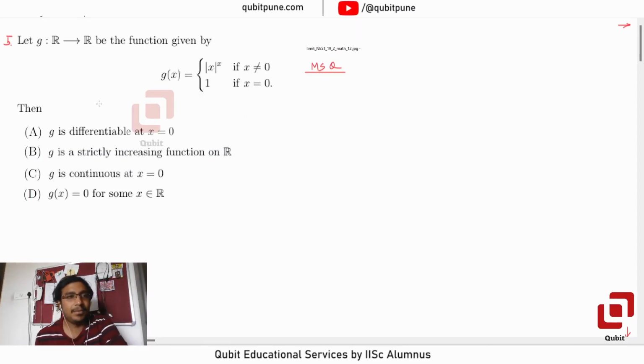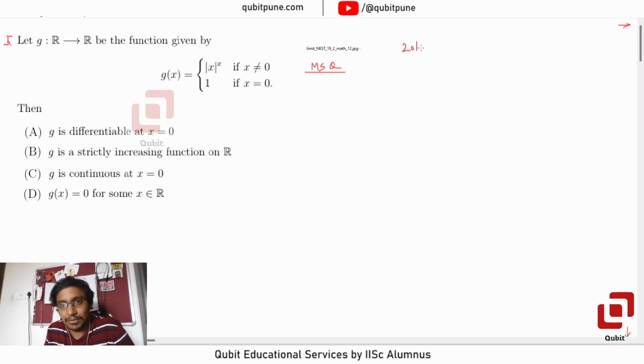Let g defined from R to R be the function given by g of x equal to mod x raised to x if x is not equal to 0 and equal to 1 if x is equal to 0. Then g is differentiable at 0. g is a strictly increasing function on R. g is continuous at 0 and g of x is equal to 0 for some x in the set of real numbers. It is a multiple select question, so more than one option could be right.